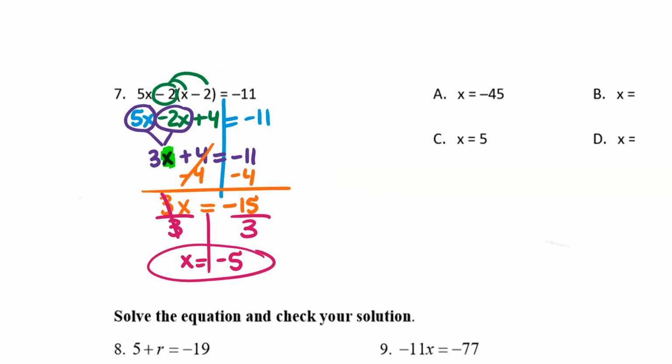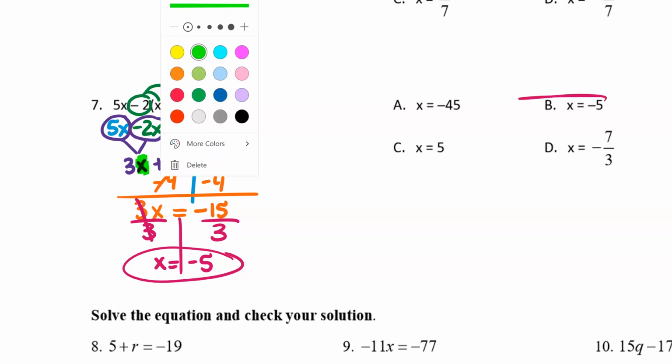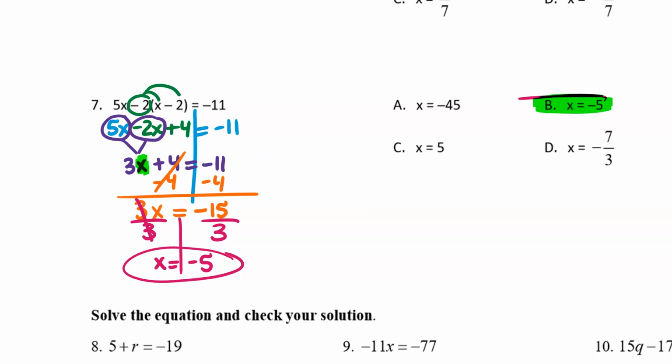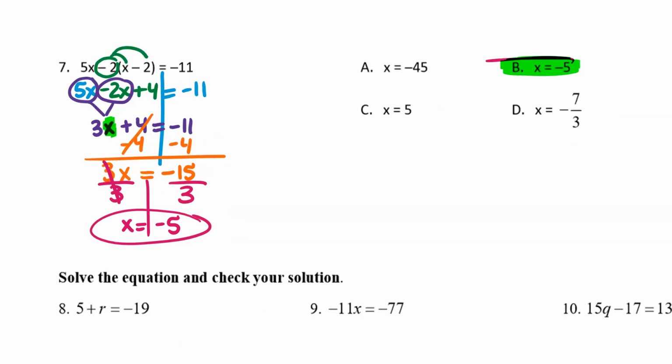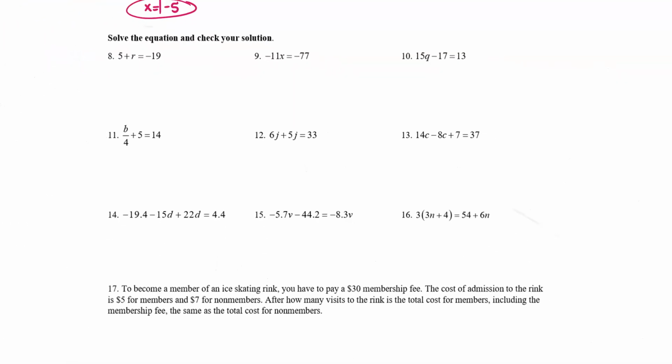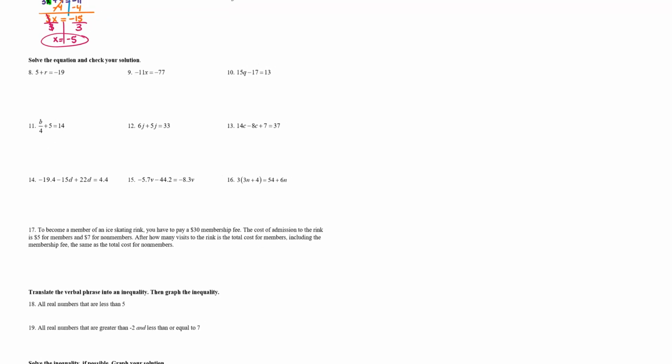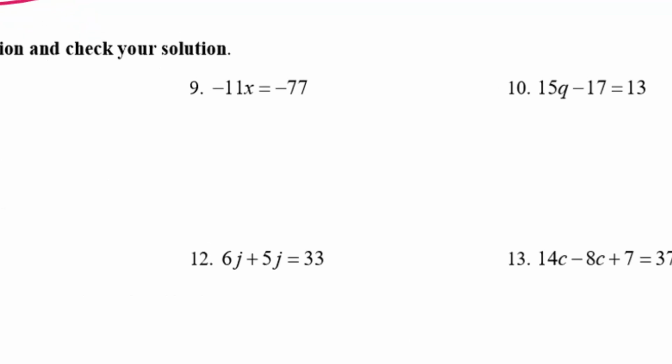And it's still multiple choice. Looks like answer choice B. Oops. There we go. Answer choice B. And again, you can plug in -5 and check your answer if you want to. Those are actually the directions on the other page, right? You have all of these and it says solve and check. So you can totally solve and check if you want to.